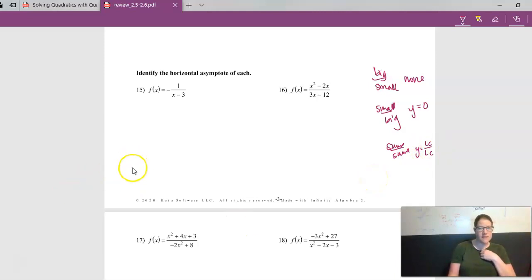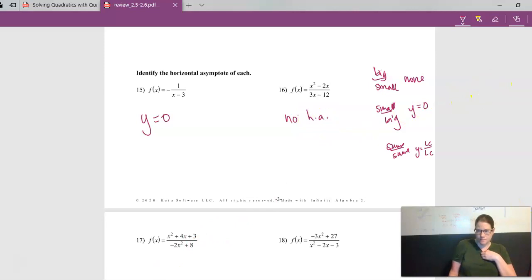So number 15, the degree on the top is 0, the degree on the bottom is 1, so that would be smaller over bigger. So this one has a horizontal asymptote at y equals 0. On number 16, it's bigger over smaller because the degree on top is 2 and the one on the bottom is 1. So this one would have no horizontal asymptote, or none.